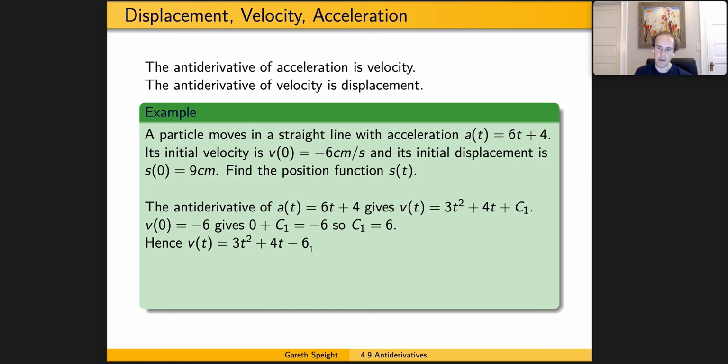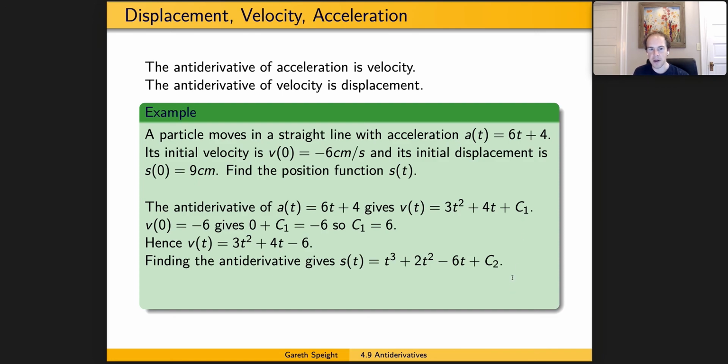Now we do the same thing again. We find the antiderivative. The antiderivative of velocity is displacement. So we first find the most general antiderivative. Our displacement is t cubed plus 2t squared minus 6t plus c2, with a different constant. Each time we do the antiderivative, we might get a different constant. There's not necessarily any connection between c1 and c2.